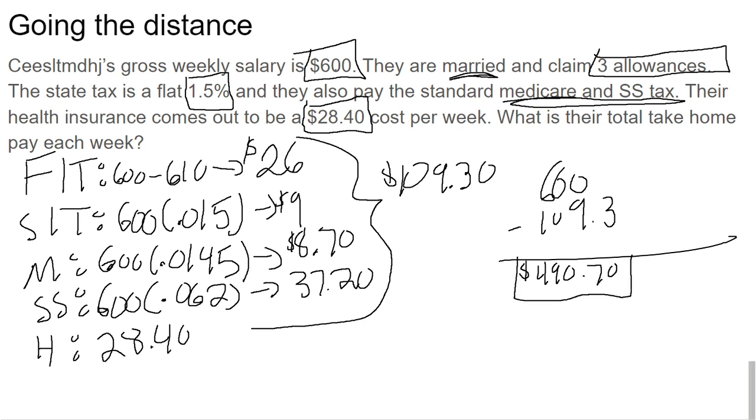So she's going to make $600 in that week, but she's only going to take home $490.70 because of all these deductions. So again, we're doing nothing new. We're just tying all our old stuff into one problem rather than doing them separately.